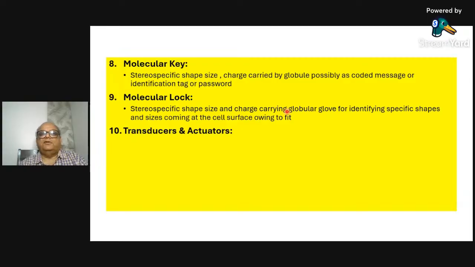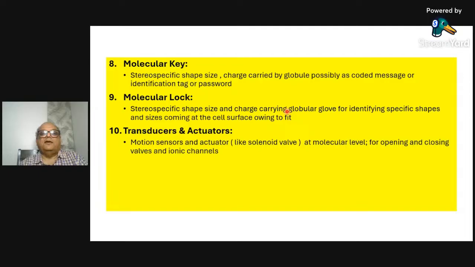Then, of course, they can work as transducers and actuators, as I spoke before, because helical spring carrying a charge, if there is electrostatic field, it will respond, or it will create its own electrostatic field if it is made to move. So both ways, it can work like motion sensor or like an actuator, so like a transducer or like a solenoid valve in engineering parlance. It can make something on or off. It can open or close certain ionic channels or valves on the cell membrane, and then the further functionality can be driven through that. Okay.